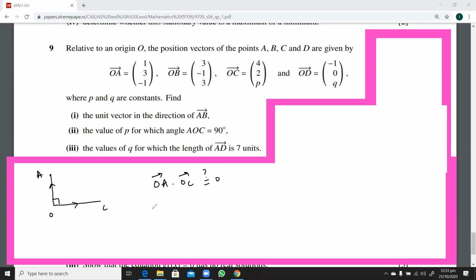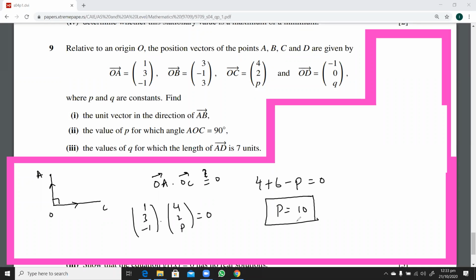OA is 1, 3, minus 1. OC is, sorry, we have to find P. I thought we have to prove that this is a right angle. So we have been given that that is equal to 0. This is 4, 2, P. So now the dot product is going to be 4 plus 6 minus P equal to 0. So this P is equal to 10.